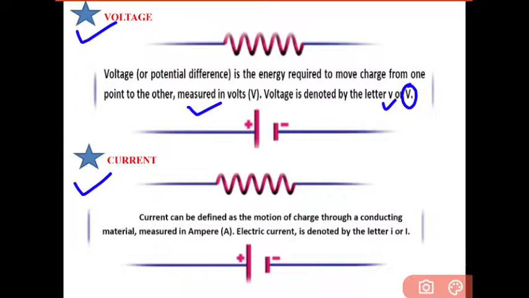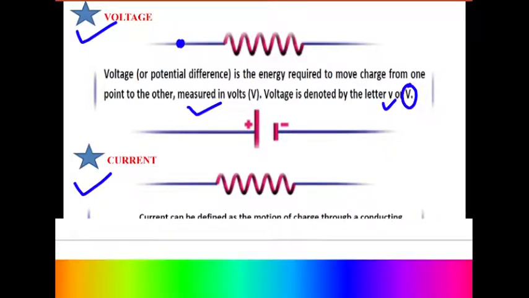If there is a charge at this point, and I would like to transfer this charge to the next destination, to this place, then I would definitely need energy. Whatever energy is required, that is known as the voltage. So it is a very simple definition of voltage, and it is also known as the potential difference between the two points.